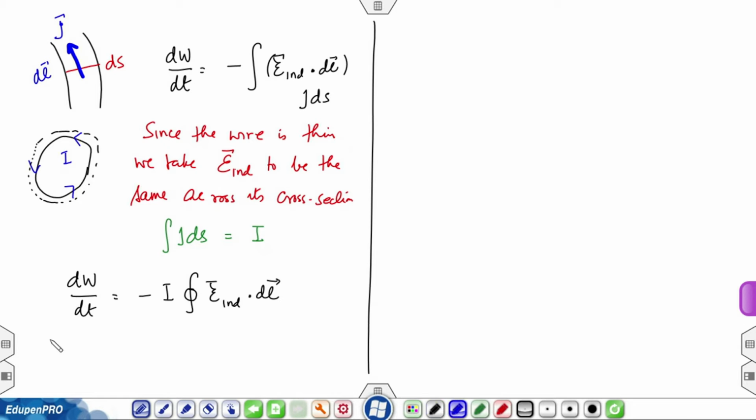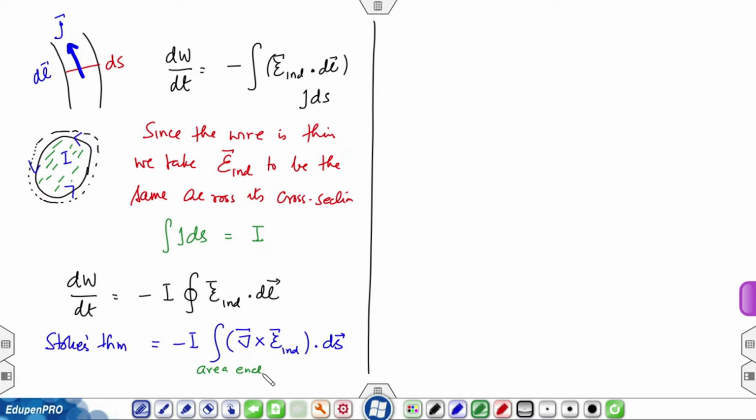Now I am going to use Stokes' theorem and write this as minus I integral of curl of E induced dot ds, where ds now is the area enclosed by this loop. So, I can write with area enclosed by the loop.